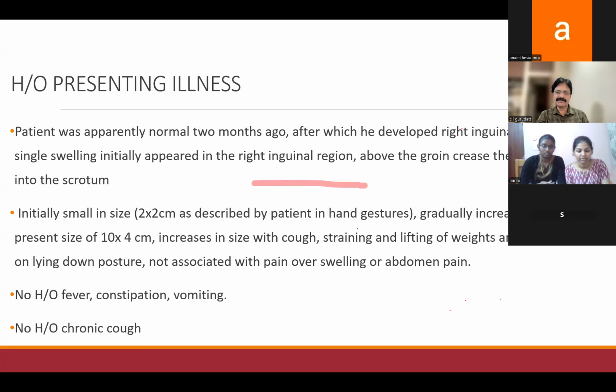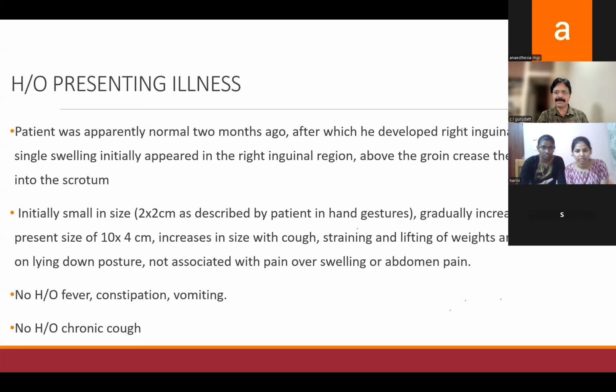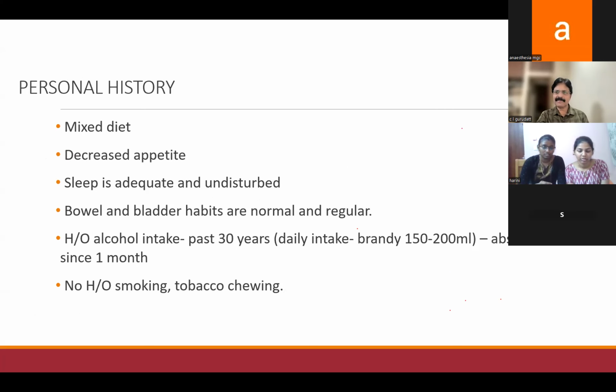Can this amount of alcohol, 150 to 200 ml, produce cirrhosis of liver? For 30 years he's taking. When do you call a person an alcoholic? Daily intake of more than 35 grams? There are a few definitions.